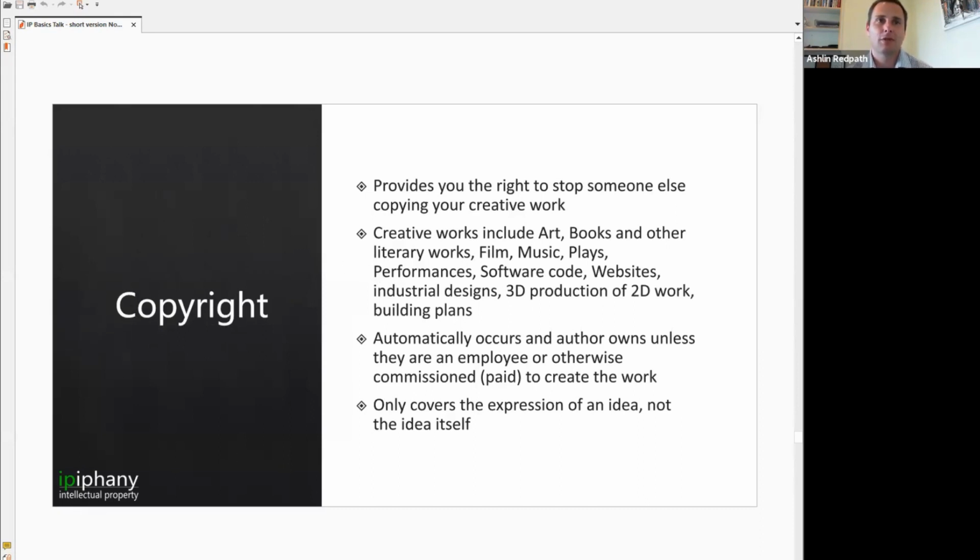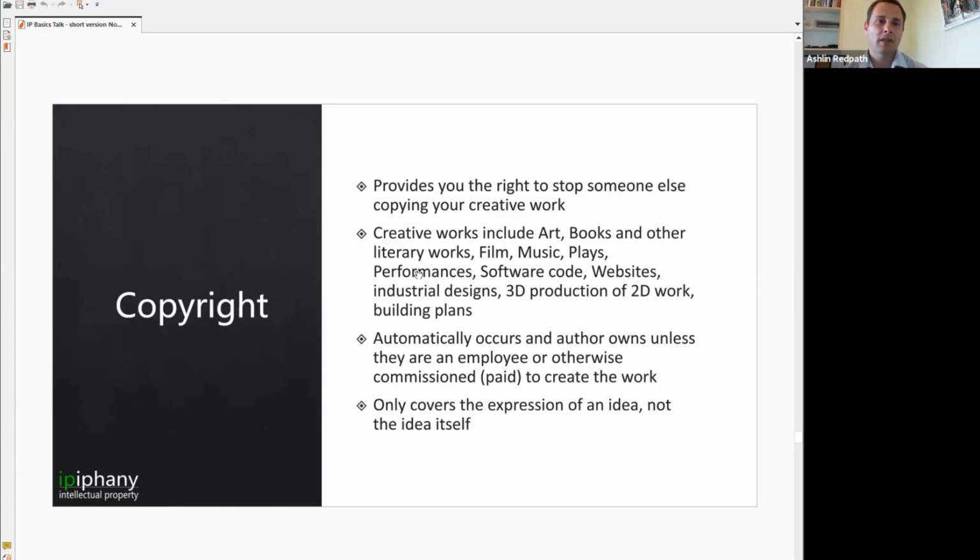Copyright's a huge topic. We're really just going to scratch the surface here. But copyright gives you the right to stop someone else from copying your creative work. That could be a book, music, plays, and so on. You can only stop someone from copying your work. You can't stop them if they've come up with the work themselves. If it's an original work that they've created and it happens to be similar to your creation, then that's not copyright infringement. You need to show that they copied.